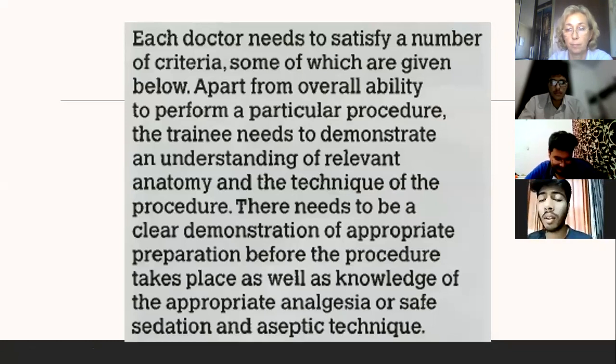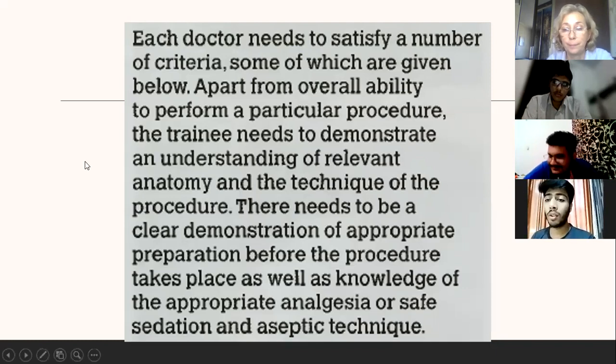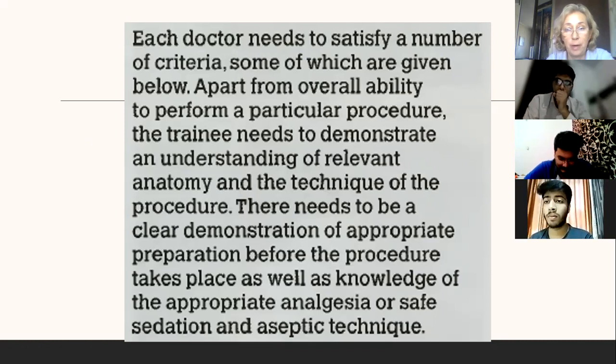Ma'am, this paragraph means that a particular doctor needs to follow a set of rules or criteria, and some of them are given in this paragraph. Apart from the normal procedure, the participant needs to have a common understanding of the proper study of anatomy, we can say. Okay. And he should also know the techniques and experience for the procedure. I see. And these are the points by which the participation is evaluated, right?